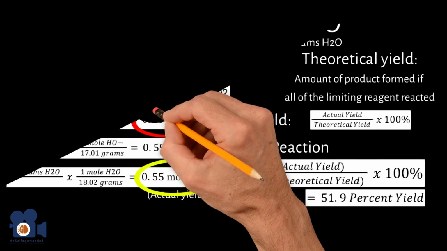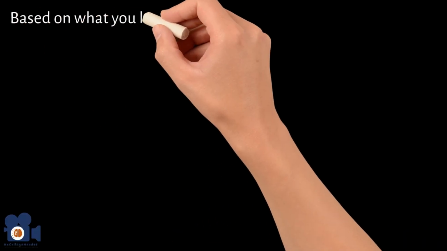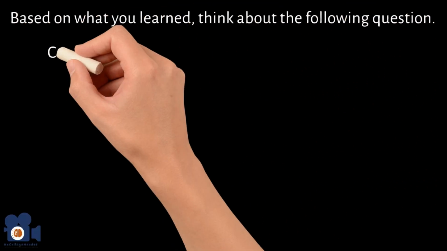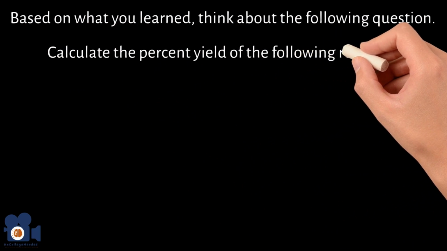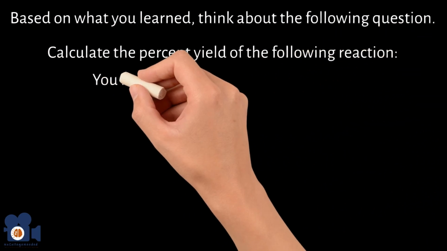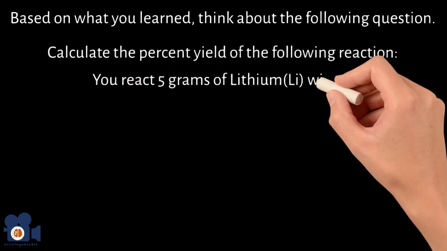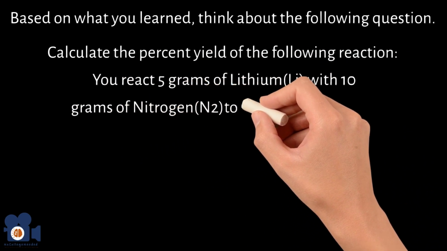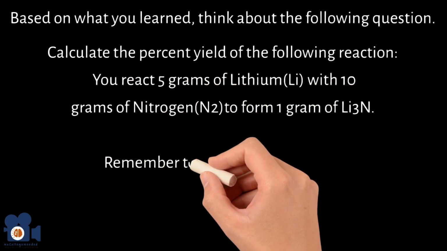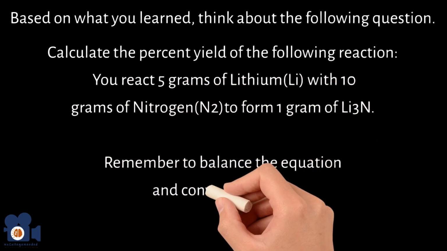Based on what you learned, think about the following question. Calculate the percent yield of the following reaction. You react 5 grams of lithium, Li, with 10 grams of nitrogen, N2, to form 1 gram of Li3N. Remember to balance the equation and convert to moles.